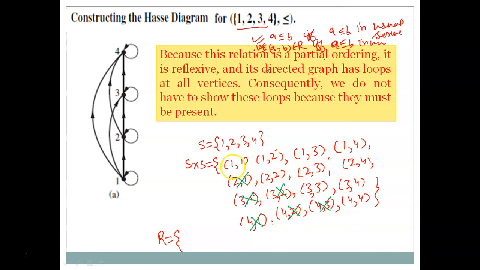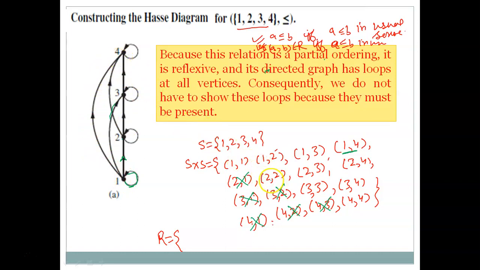For example, 1 is related to 1, so there is an edge from 1 to 1. Then 1 to 2, an arrow in this direction. Then we have 1 to 3, which is this one. Then we have 1 to 4, which is this one.